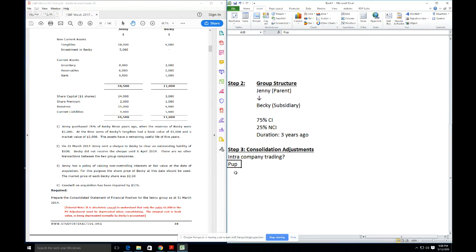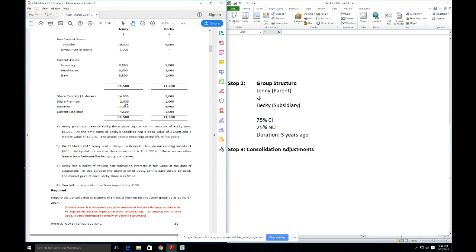You only make profit when you sell outside of the group, or expenses when it comes into the group. Then, which other things do we have? Intercompany trading, PUP, those are the things that we look at. So let's look at the question now. Step by step, question 1.